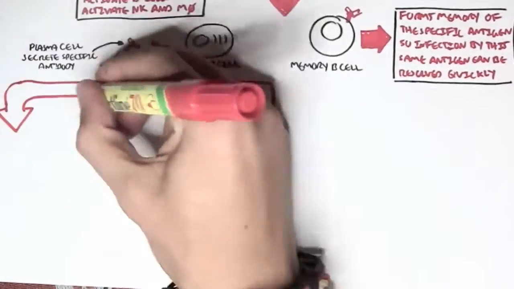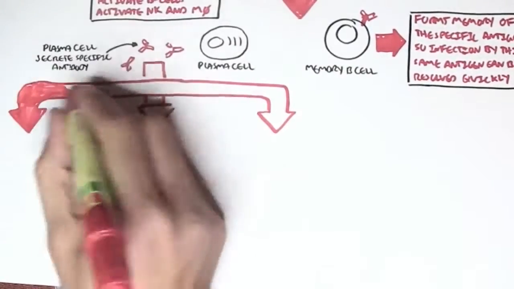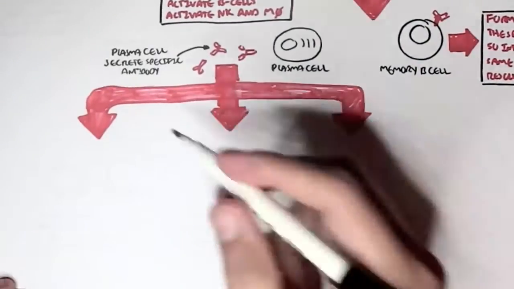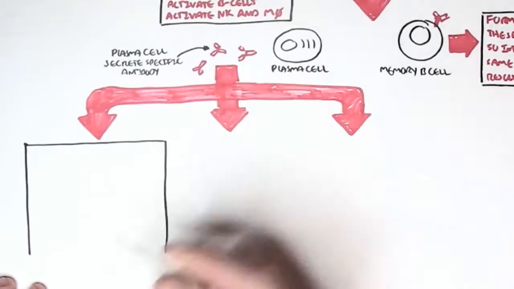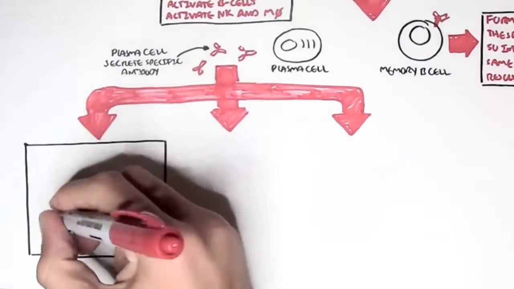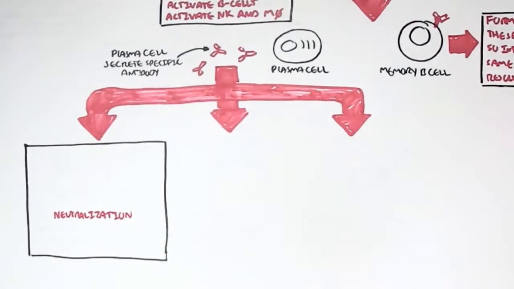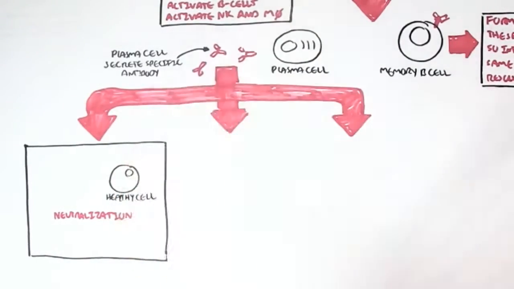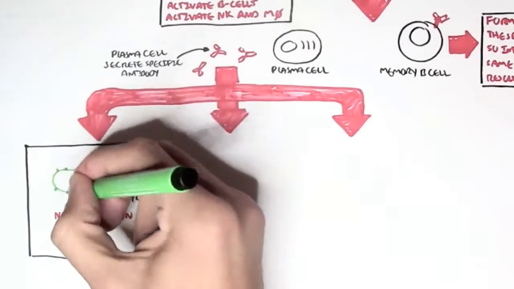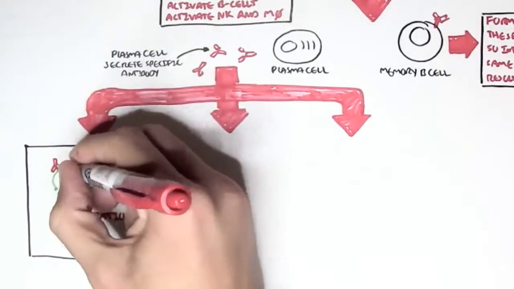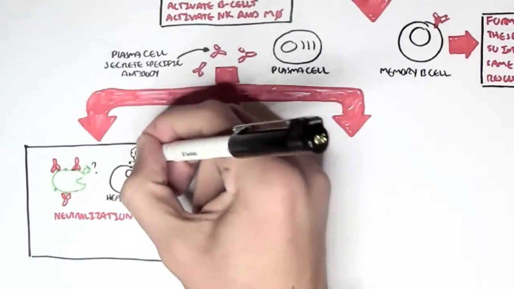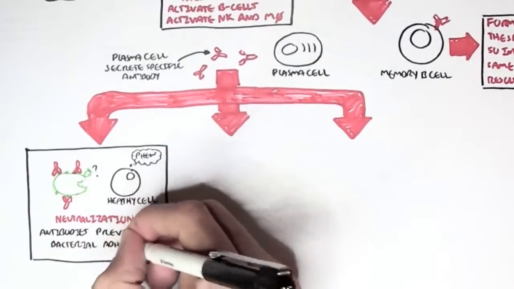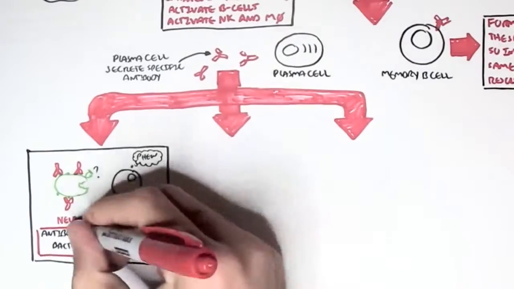So what do these antibodies secreted by the plasma cells do? These specific antibodies that recognize these specific antigens can do three main things. First of all, they can neutralize a pathogen. For example, if here was a healthy cell and here was a bacteria that is about to kill it, antibodies can bind onto the antigen of this pathogen and essentially neutralize it. So it prevents bacterial adhesion.